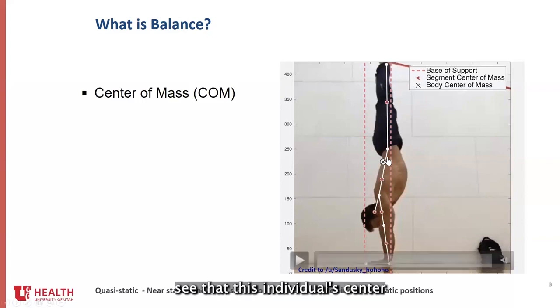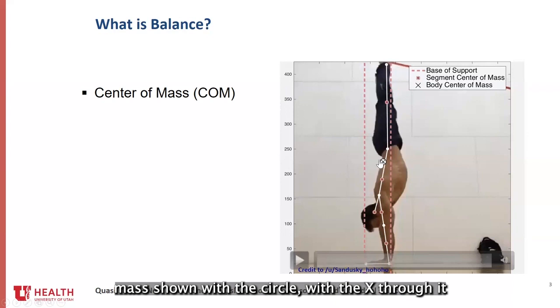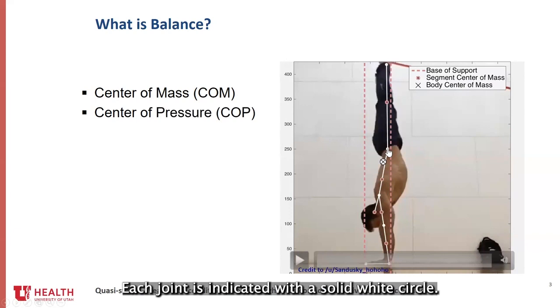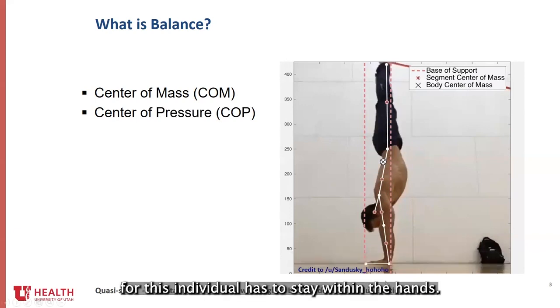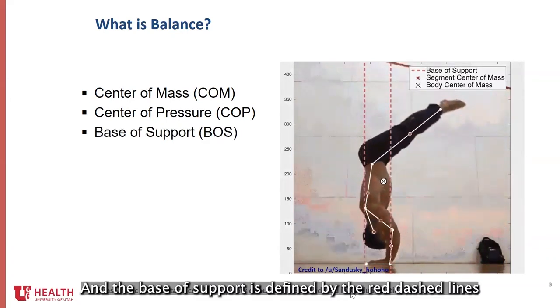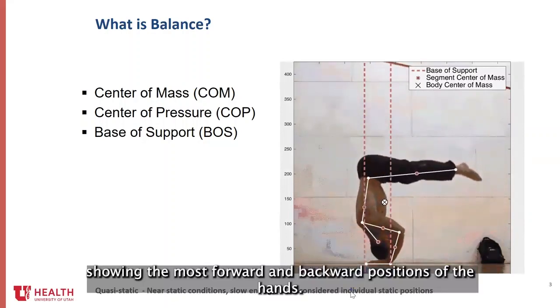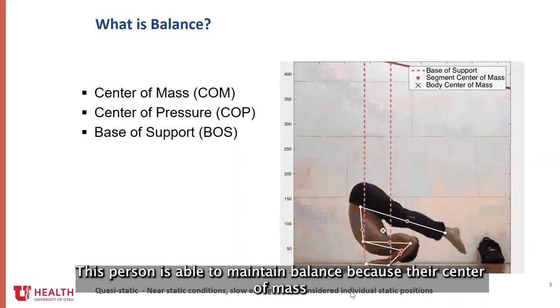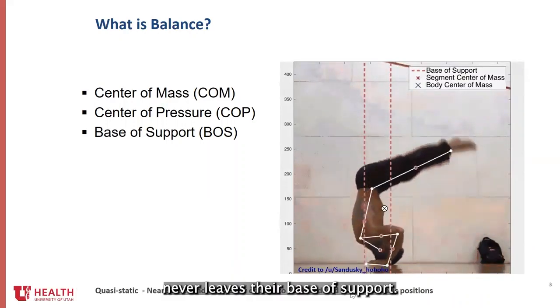Here we can see that this individual's center of mass, shown with the circle with the X through it, is the sum of the individual positions of each body part's center of mass, shown here with the red circles. Each joint is indicated with a solid white circle. You'll notice that the center of pressure for this individual has to stay within the feet and the position of their hands. The base of support is defined by the red dashed lines, showing the most forward and backward positions of the hands. This person is able to maintain balance because their center of mass never leaves their base of support.